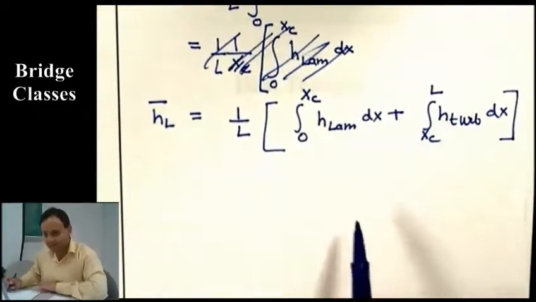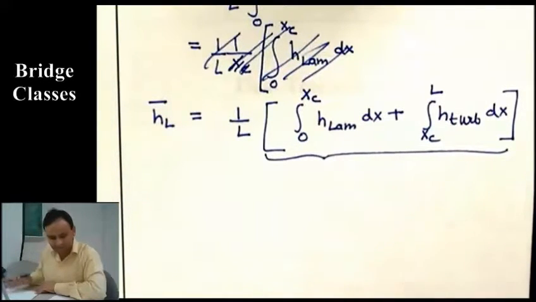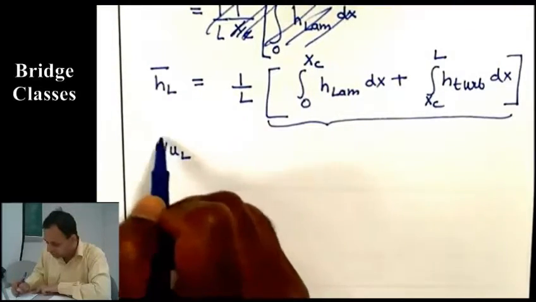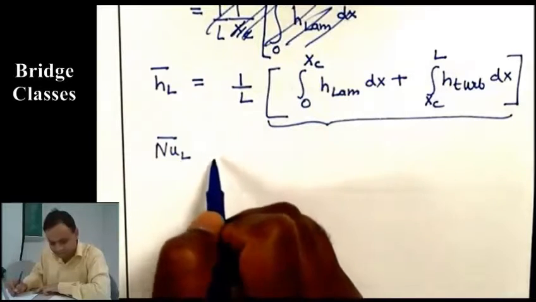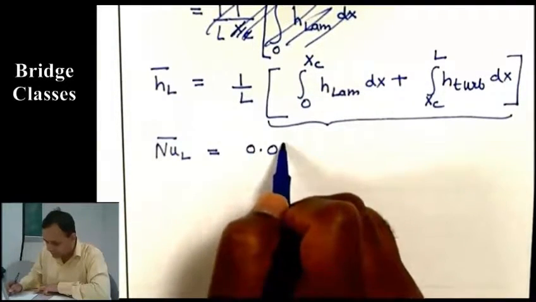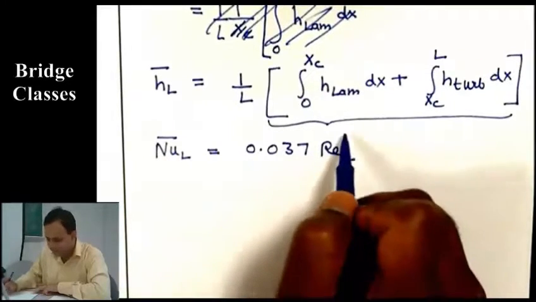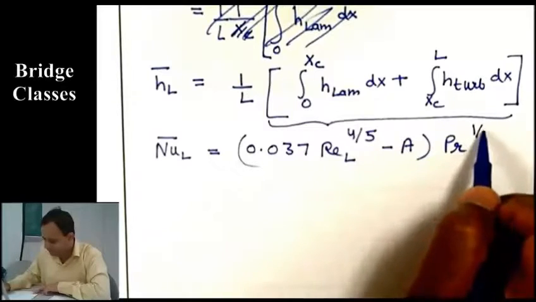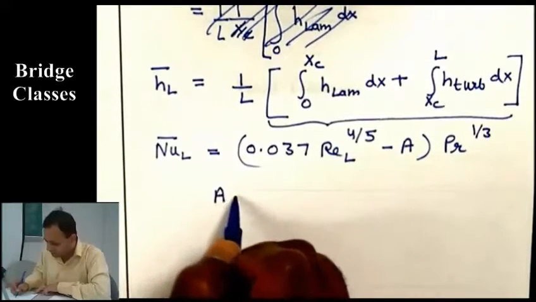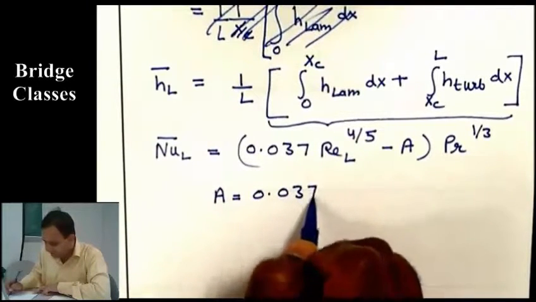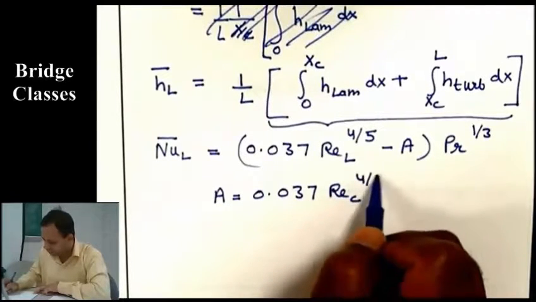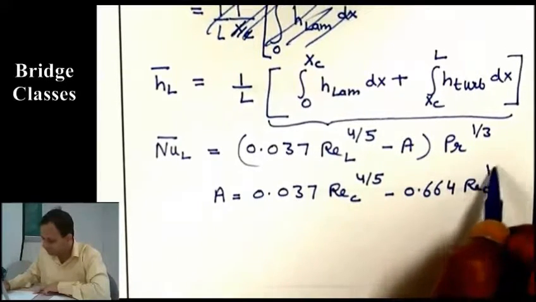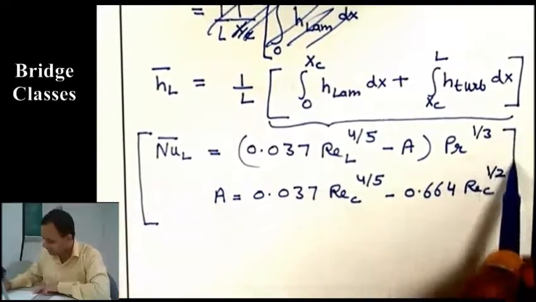Okay. I'm not going to do the math, and I highly recommend that you work out this integral and you verify that based on this, when you write down expression for average Nusselt number, after integrating this expression, that turns out to be 0.037 times Reynolds number to the power 4 by 5 minus A times Prandtl number 1/3. Where A is 0.037 times critical Reynolds number to the power 4 by 5 minus 0.664 times critical Reynolds number to the power 1/2. Okay, you get this as average Nusselt number.